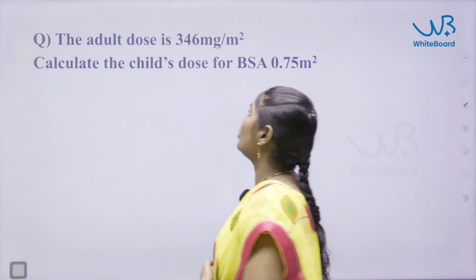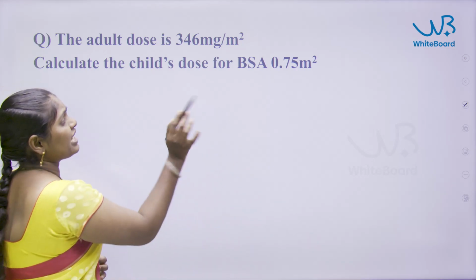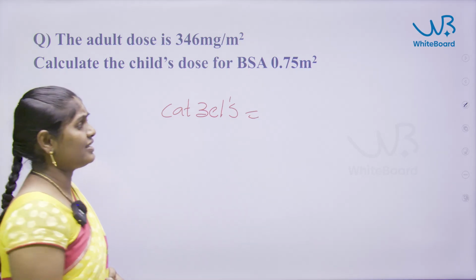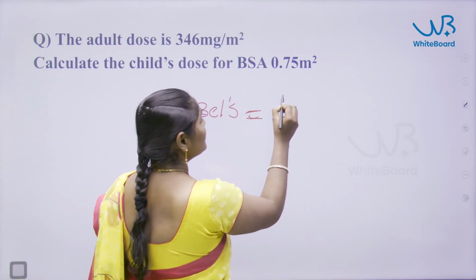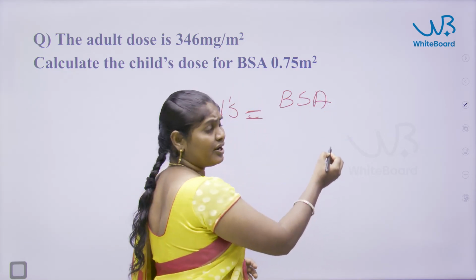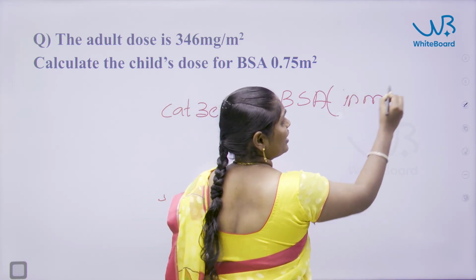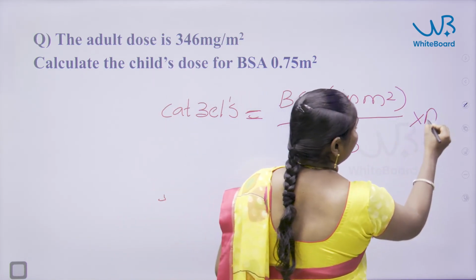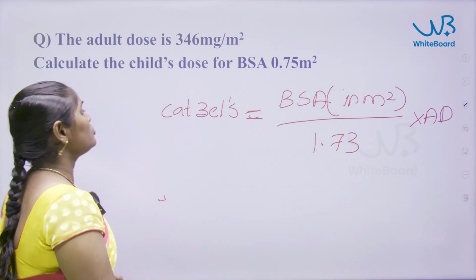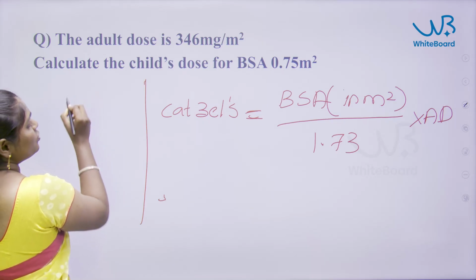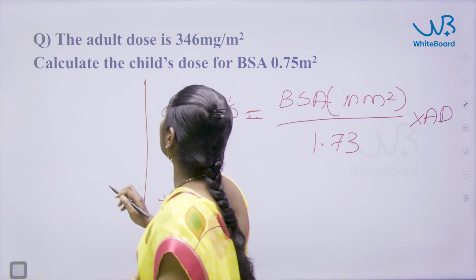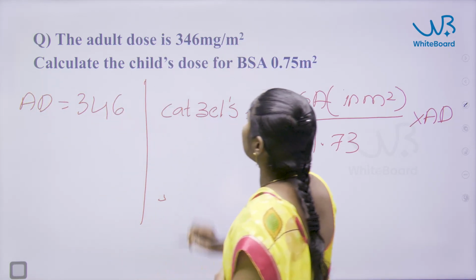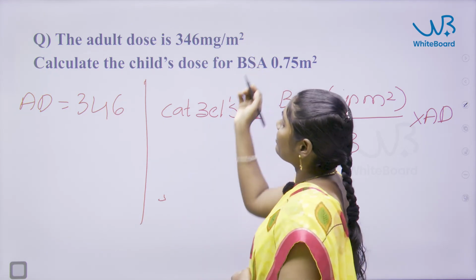Coming to the problem, the adult dose is 350. Now I am calculating based on this. What is Katz's formula? Katz's formula is body surface area in meter square by the average adult's body surface area, 1.73, into adult dose. Based on this formula, I am calculating. What did they give us? They gave us the adult dose as 346 mg per meter square.